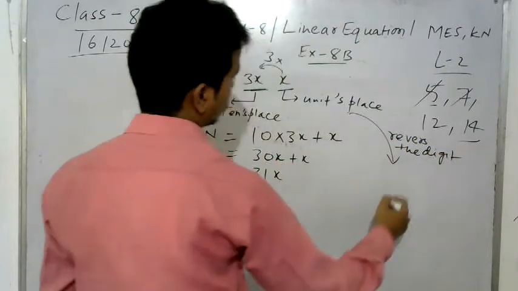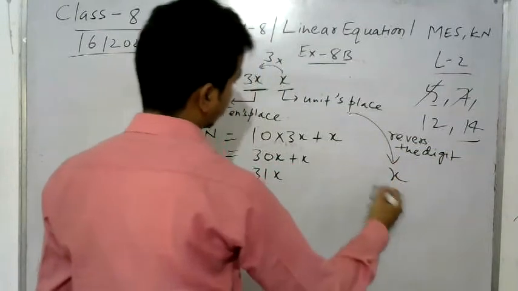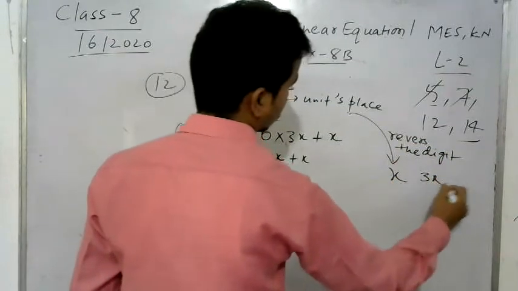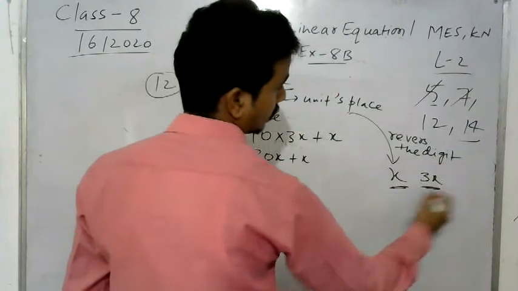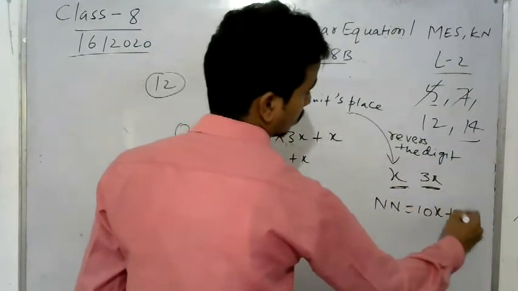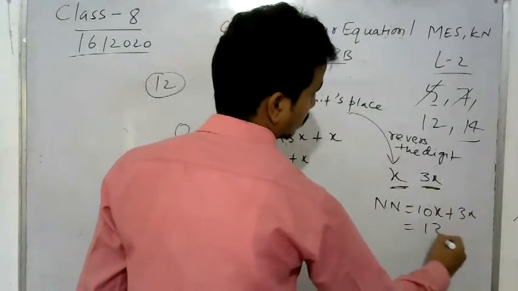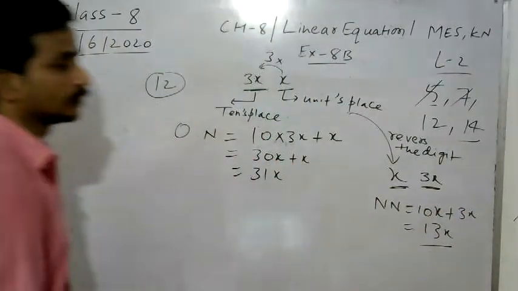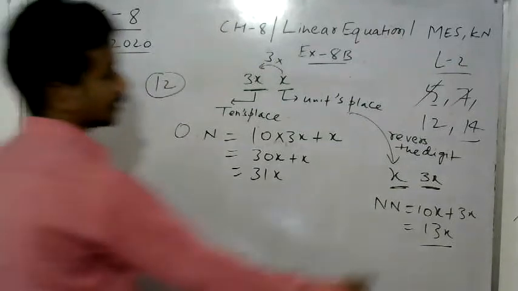If we reverse the digits, then what will we get? We get x as the tens place and 3x at the units place. Then what will be our new number? Our new number will be 10 into x plus 3x, so 13x.